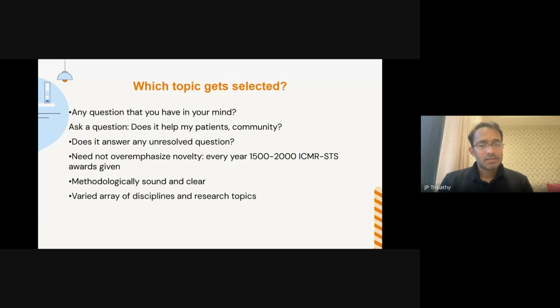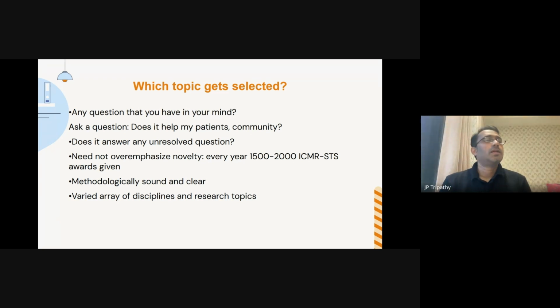Earlier, these research protocols were being reviewed by non-technical staff, but I think in the last couple of years, things have changed within ICMR, and these protocols are now being reviewed predominantly by the technical staff. So it is more important that you frame your research question and your objectives very clearly, and have a very sound method to answer your research question. So I think that's what gets you selected.